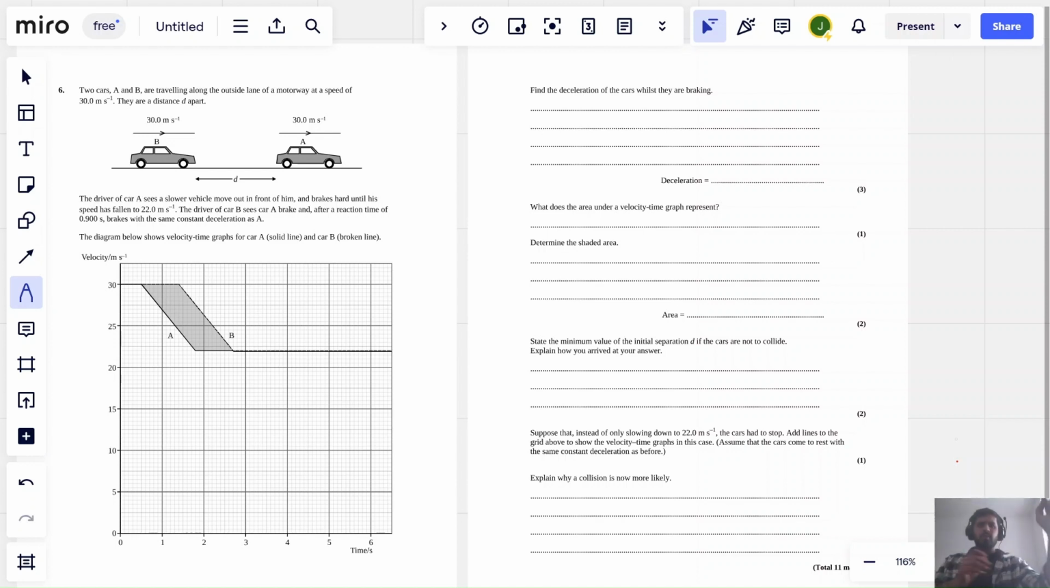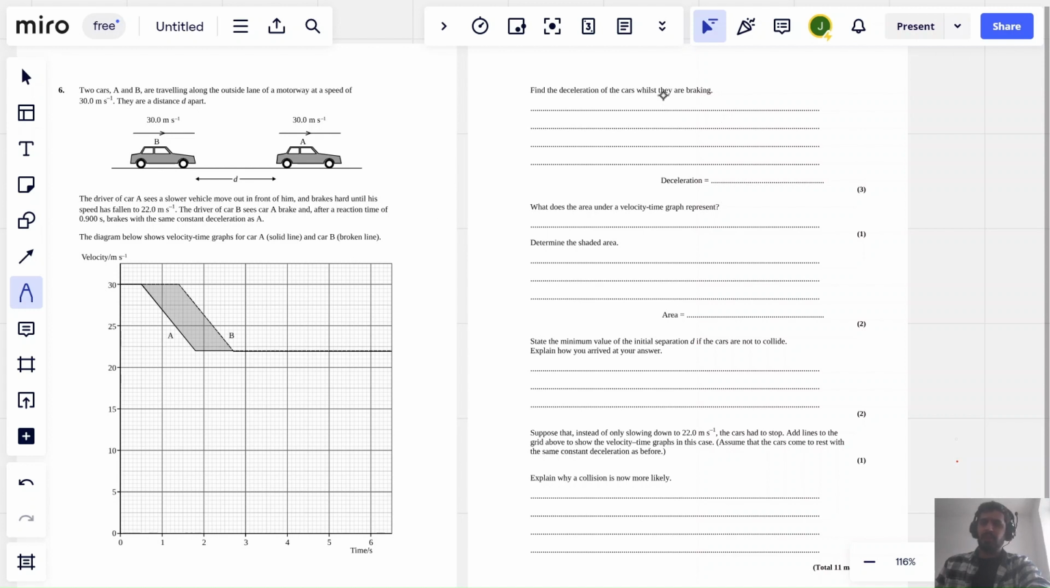Okay, question 6 says, two cars A and B are traveling along the outside lane of a motorway at a speed of 30 meters per second. They are distance d apart. The driver of car A sees a slower vehicle move out in front of him and brakes hard until his speed has fallen to 22 meters per second. The driver of car B sees car A brake, and after a reaction time of 0.9 seconds, brakes with the same constant deceleration as A. The diagram below shows the velocity time graph for car A, represented by the solid line, and car B, represented by the broken line. The first question is, find the deceleration of the cars whilst they are braking.